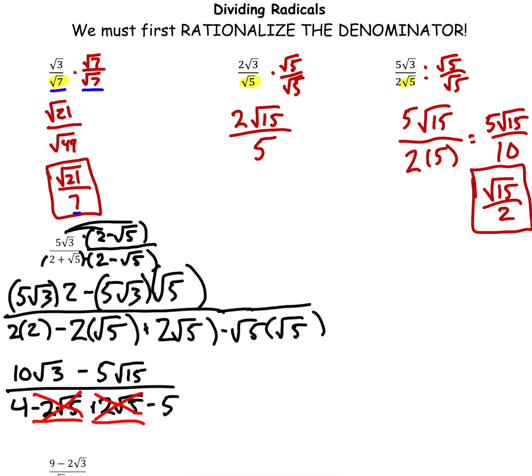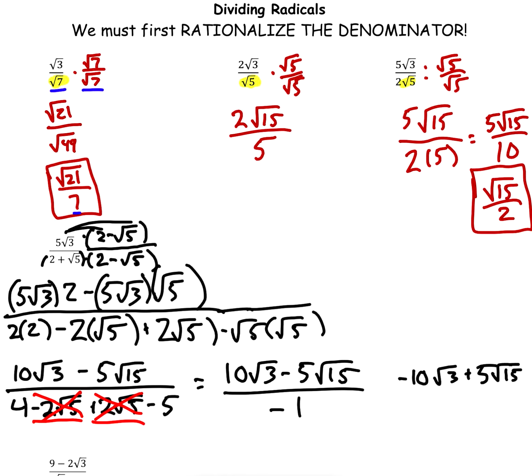So let's further simplify this. This would be 10 rad 3 minus 5 rad 15 over 4 minus 5, which would be negative 1. And then you just never want a negative in the denominator, so we're just going to bring that to the top. So that would be negative 10 rad 3 plus 5 rad 15. It just essentially is dividing both terms in the numerator. So 10 rad 3 divided by negative 1 just becomes negative, and minus 5 rad 15 divided by negative 1 just becomes positive.